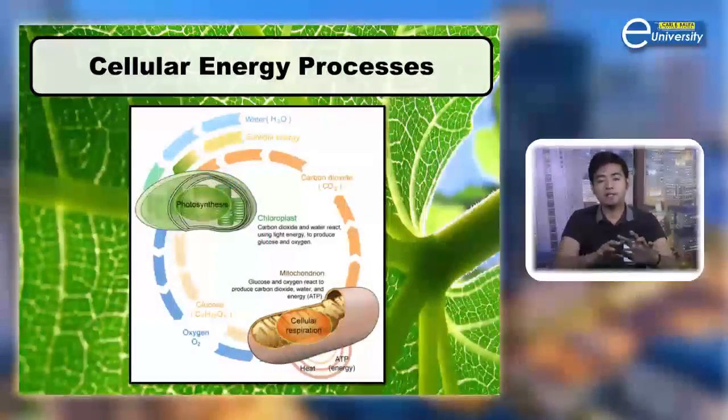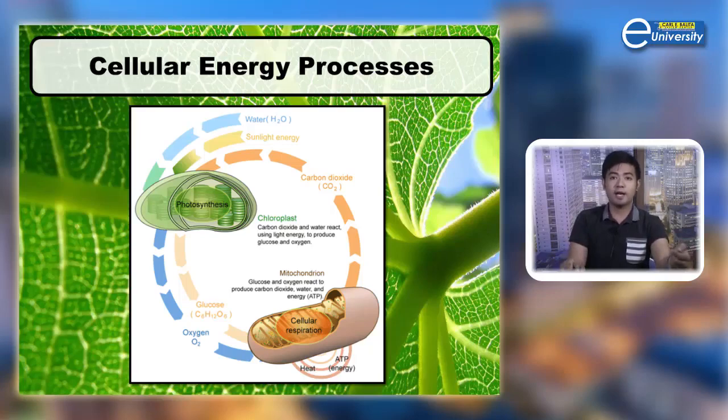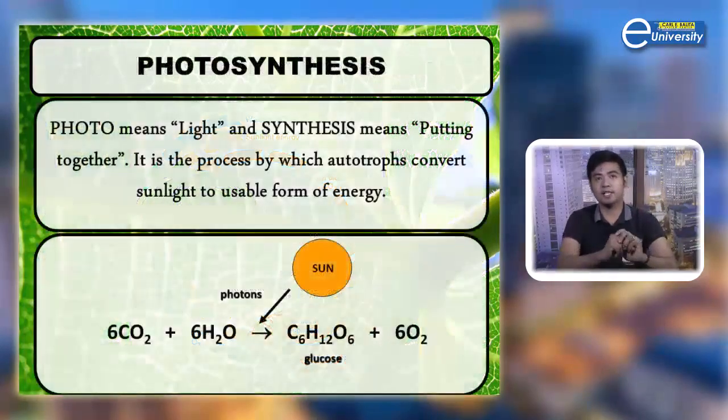And the main cellular energy processes occurring in some organisms but not all are photosynthesis and cellular respiration. In plants, of course, photosynthesis and cellular respiration occur. But in animals, photosynthesis does not occur because we don't have the organelle called the chloroplast. So let's start with photosynthesis.